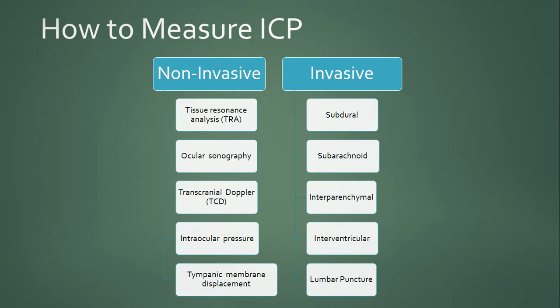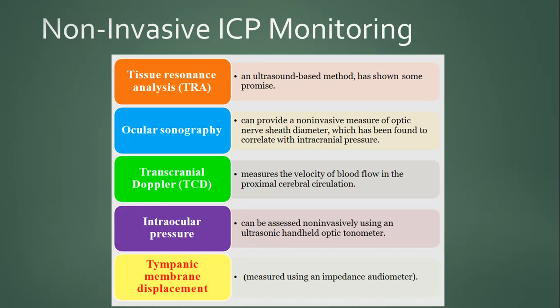Then how to measure the intracranial pressure? There are different methods, non-invasive and invasive. Non-invasive methods can be tissue resonance analysis (TRA), oculosonography, transcranial Doppler ultrasound, intraocular pressure, and tympanic membrane displacement. And invasive methods can be subdural, subarachnoid, intraparenchymal, intraventricular, and lumbar puncture.